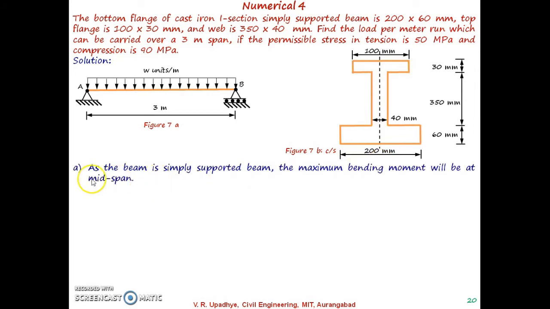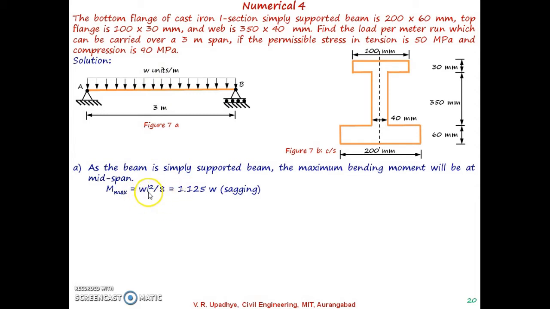Then it is said that as the beam is simply supported beam, the maximum bending moment will be at midspan. Now again one more thing is to be written over here. It is a simply supported beam, and it is subjected to UDL throughout, that is not written over here. If it is subjected to UDL throughout, then the maximum bending moment will be at midspan. So if this is the case, then what we can write is maximum bending moment, if the UDL is W and L is span, WL square divided by 8. This we discussed earlier many times.